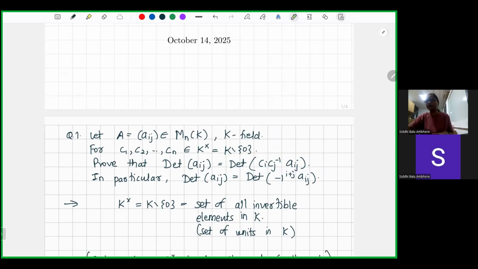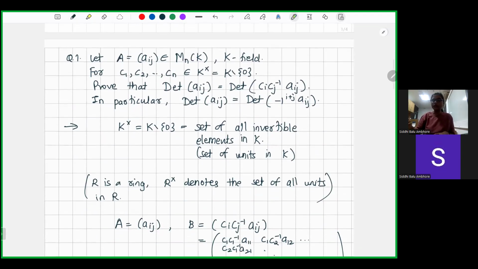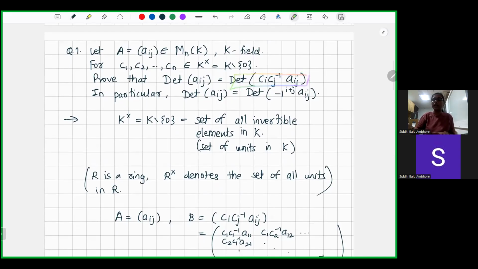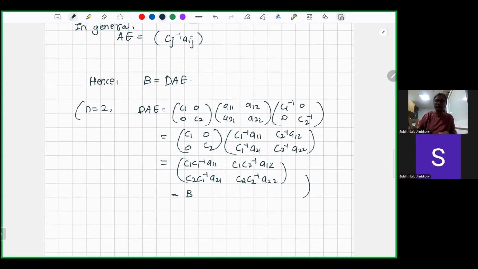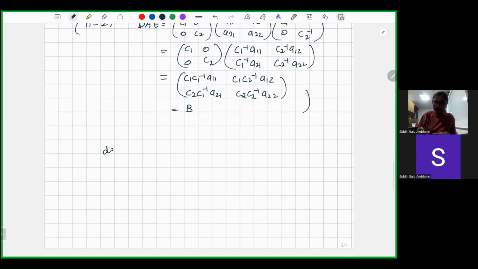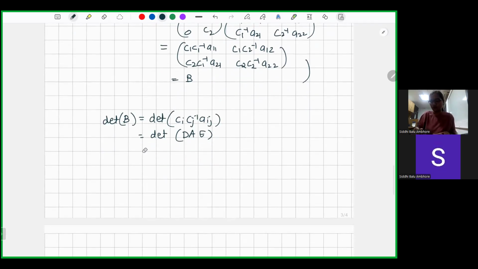I hope I'm audible. Let me just check. Hello. Yeah. So what I was saying is that we are asked to calculate the determinant of this matrix here. And we got this matrix B is now just DAE. So the determinant of B that is asked, that is the determinant of Ci Cj inverse Aij, is nothing but the determinant of this matrix DAE, but product splits over determinant. So what I get is determinant of D into determinant of A into determinant of E.